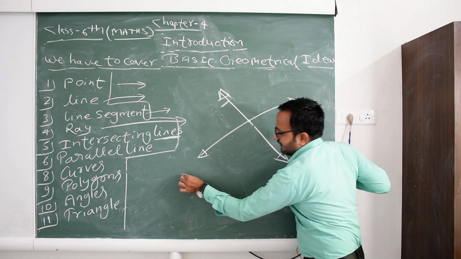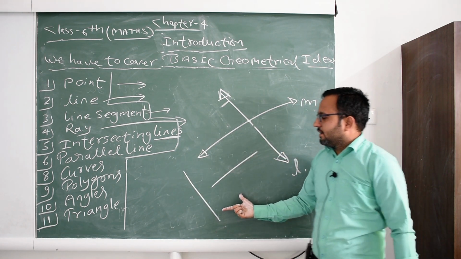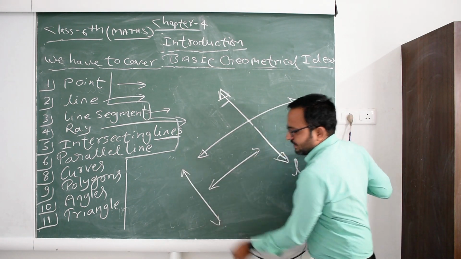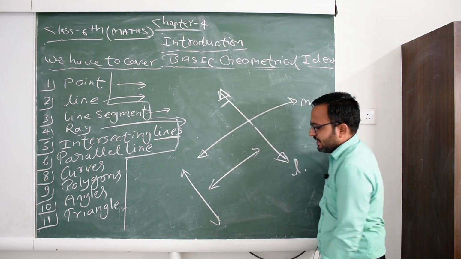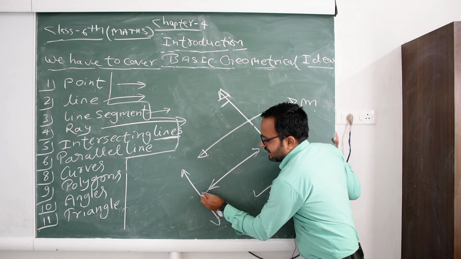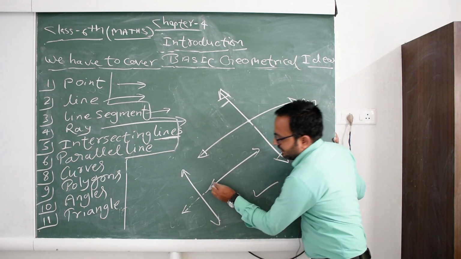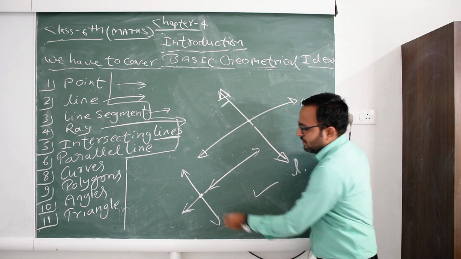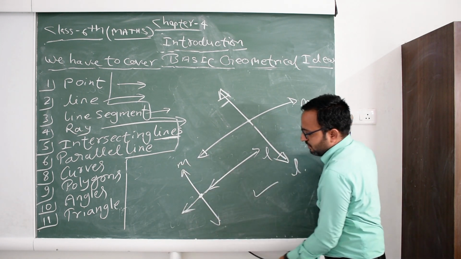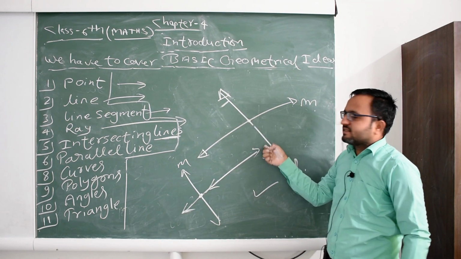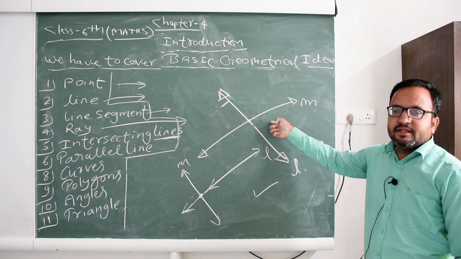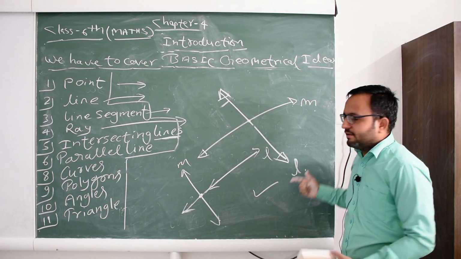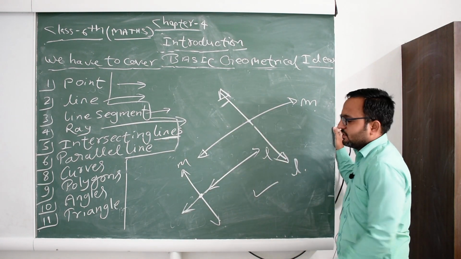Now if your diagram is like this, this is also two lines. So is this intersecting or not? This is an intersecting line because a line is extending. If we extend this line, it intersects at this point. So we also call it intersecting lines if two lines intersect each other. So this is the diagram of intersecting lines.